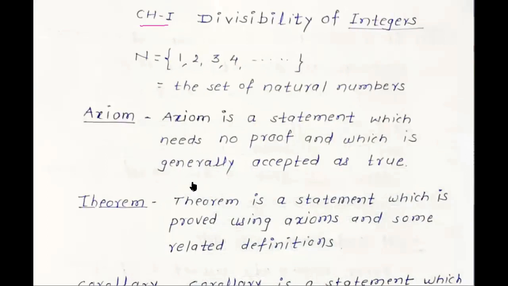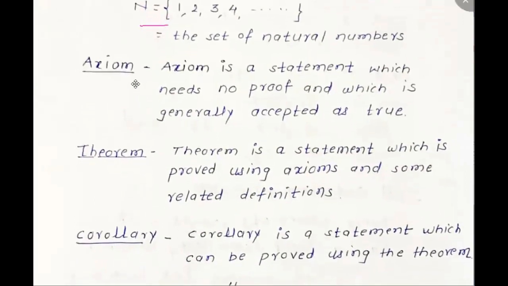Now, many times we use these words: axiom, theorem, corollary. So let us see what an axiom is. An axiom is a statement which needs no proof and which is generally accepted as true. So such a statement is called an axiom.